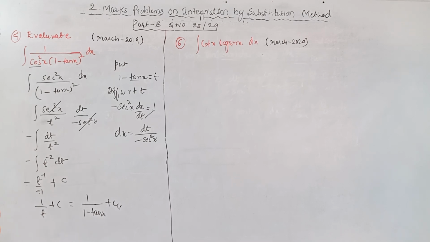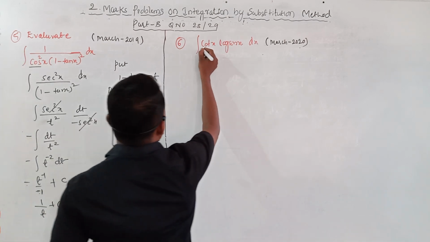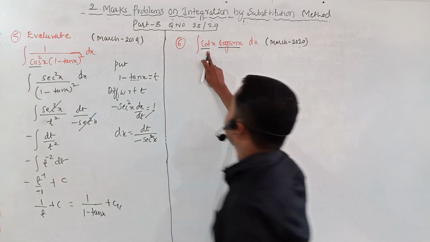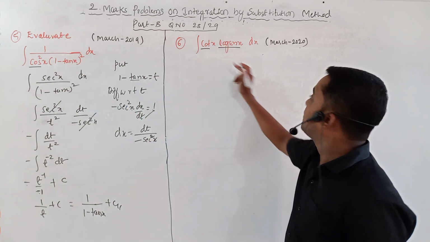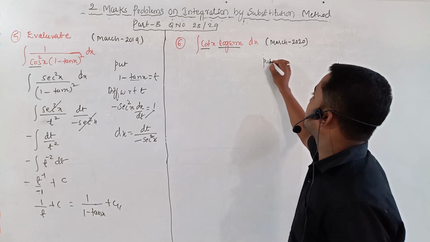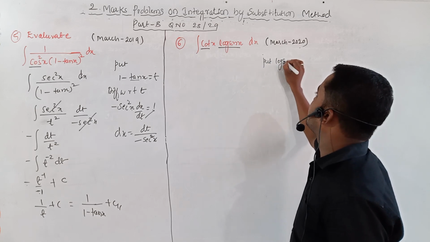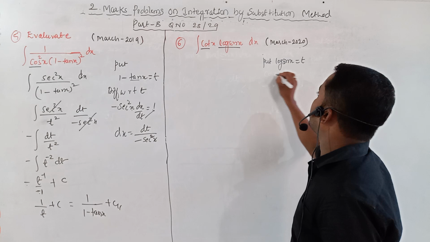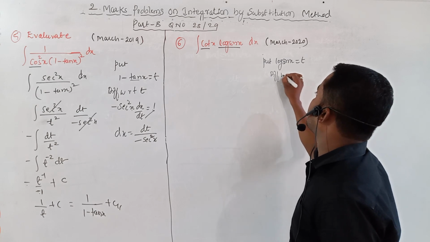So your next problem, integration of cot x into log sin x. This is f dash x, this is f of x. Put log sin x is equal to t. Now differentiate with respect to t.